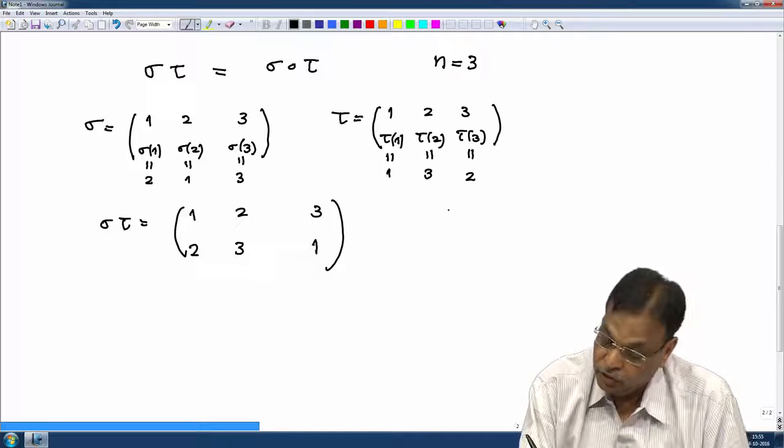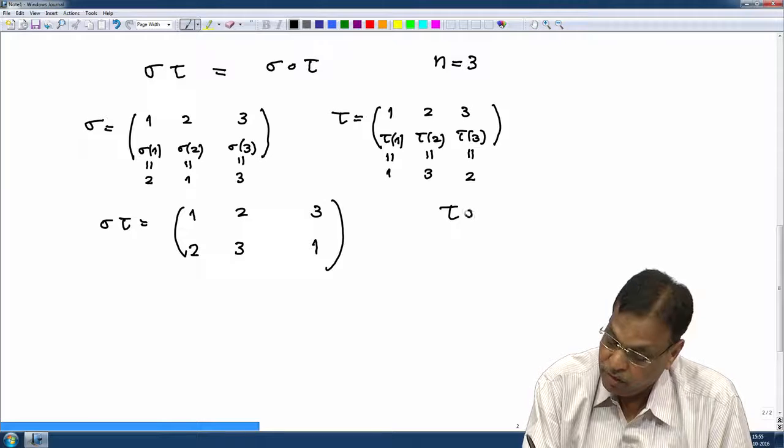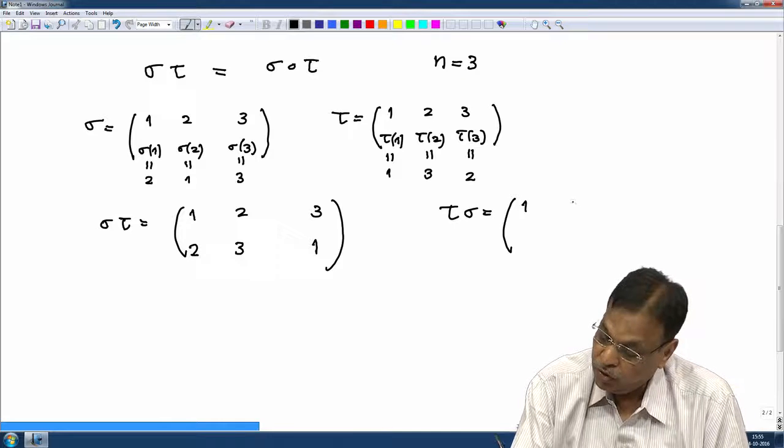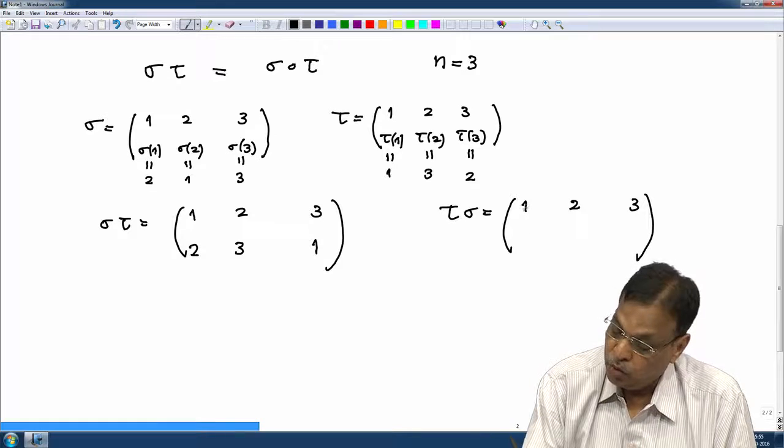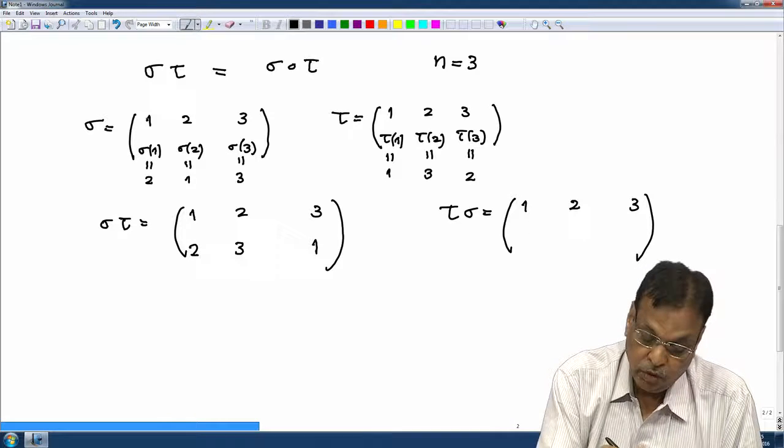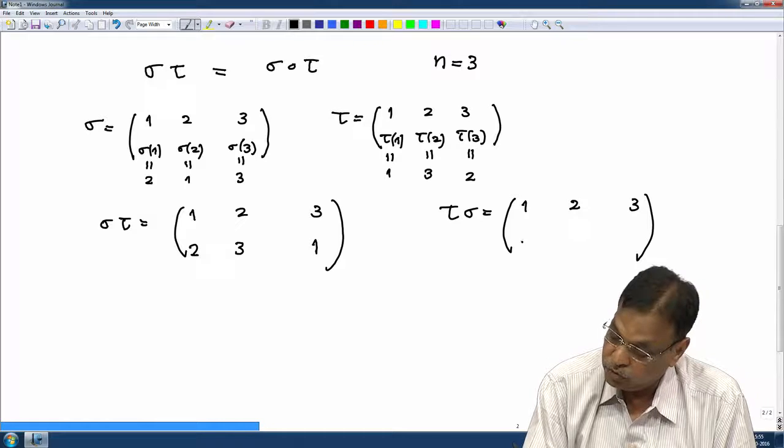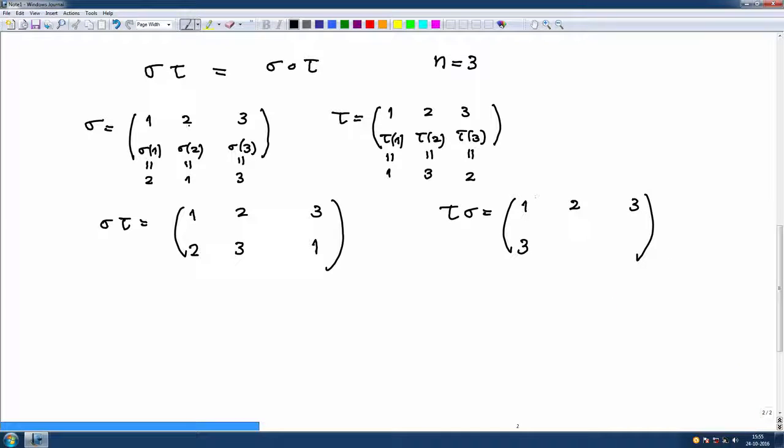Let us compute the other way also, tau sigma. Again 1, 2, 3. Where does 1 go? First we have to apply sigma now. 1 goes to 2, 2 goes to 3, so 1 goes to 3. 2 goes to 1, 1 goes to 1, so 2 goes to 1. 3 goes to 3, 3 goes to 2, so this is 2. Note that these two permutations are different, because the image of 1 is 2 here and 3 there. So it is obvious that sigma tau is not tau sigma.